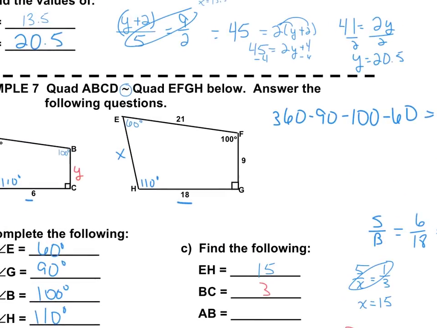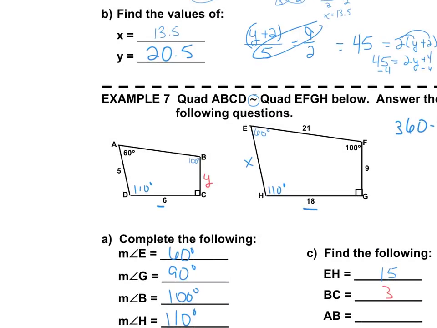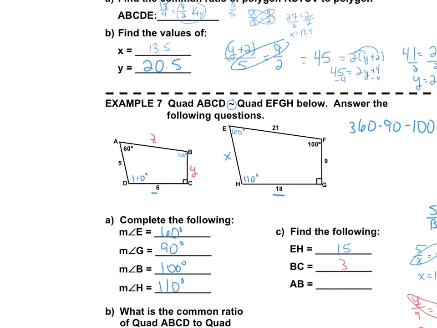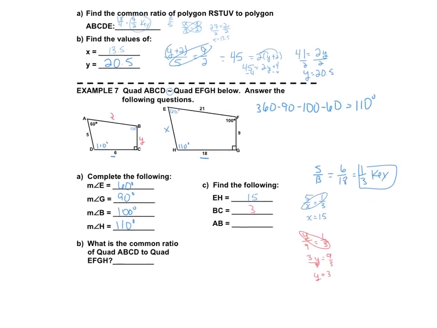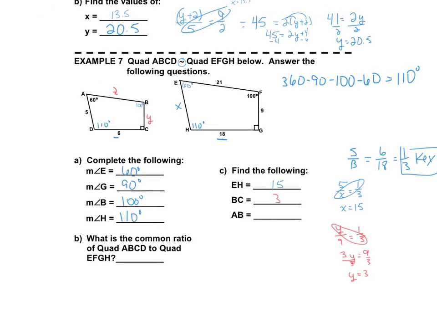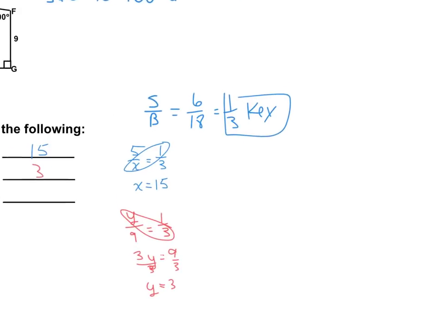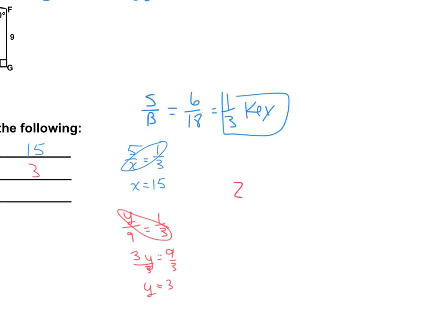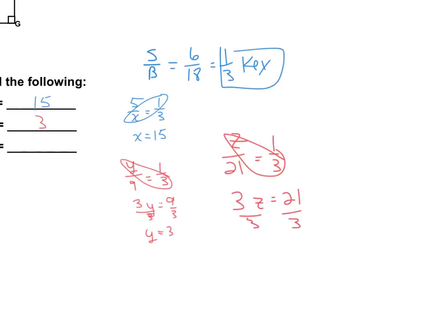And then the last side I need is AB. Now that's on the small triangle, so I have it right there. Let's see. So I need to do z over 21 equals my key 1/3. So I cross multiply, I get 3z equals 21. I divide both sides by 3, and I get z equals 7.